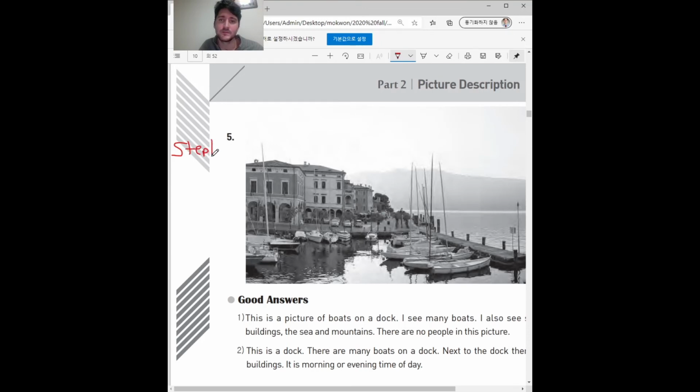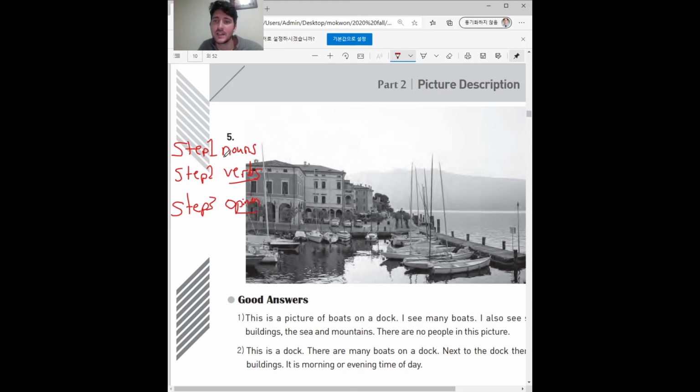Step 1, remember, nouns. Step 2, what are the verbs? What's happening? There are no people. What is happening? What's happening, right? There's no people. So, what's going on? And step 3, I think we're going to need to focus a lot on step 3 for this one, your opinion. Okay?